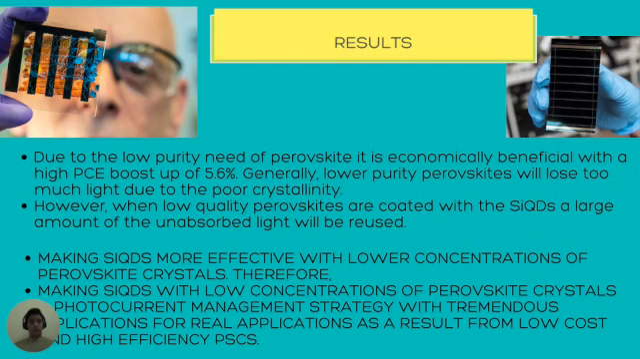Now, for the results, they found that when low-quality perovskite crystals were coated with a large amount of silicon quantum dots, the unabsorbed light would be reused, which would also increase the efficiency of the solar panels themselves. And so that means that they could use low-quality crystals, which means that there would be less demand for them. This has significant implications for the industry itself.